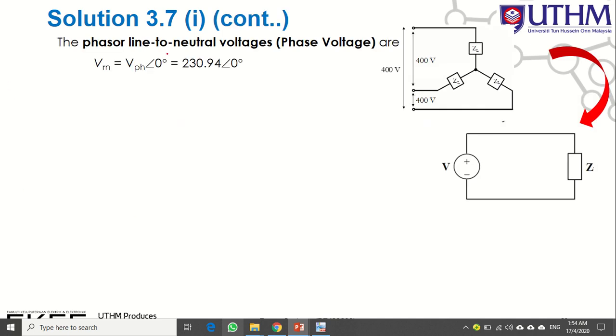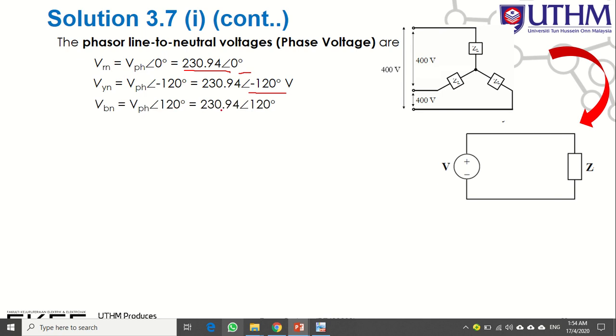The phasor of the line to neutral phase voltage, this is our reference, V phase angle 0, for RYB. VYN, angle minus 120. VBN, same magnitude, and angle equal to positive 120. Sometimes they write negative 240. No problem, it's the same.